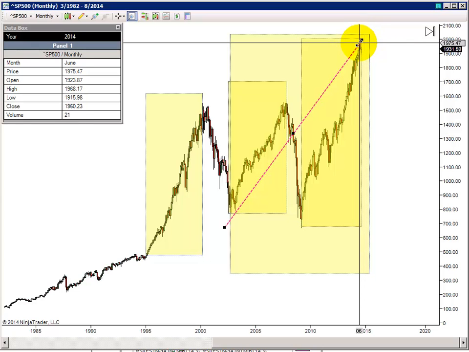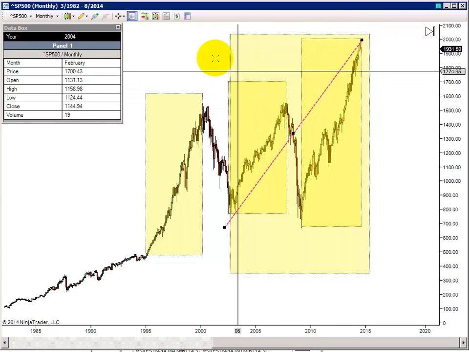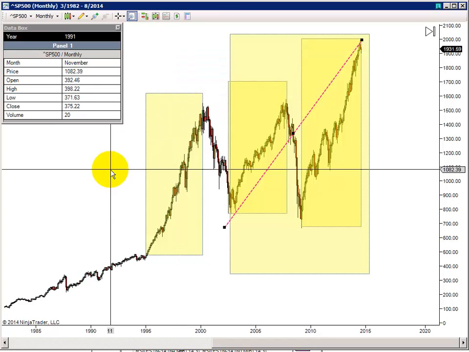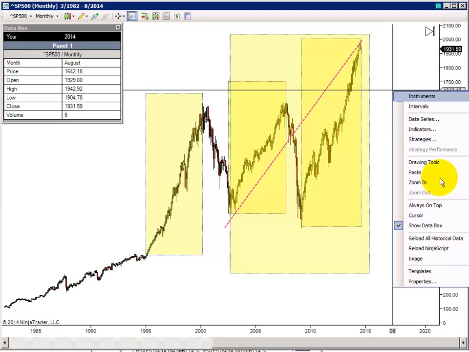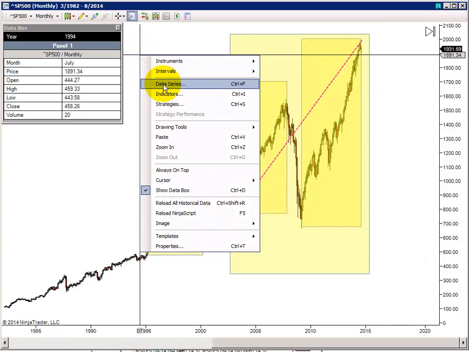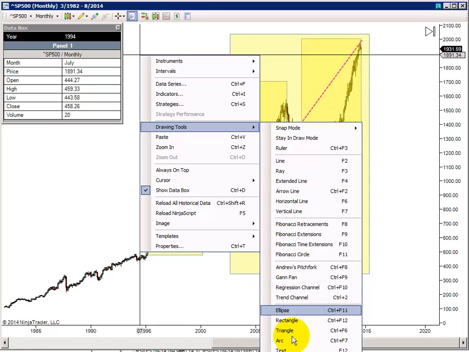But also, a couple of things we want to notice. Let me just remove my drawing tools. I love NinjaTrader, but here we go. Drawing tools, remove.